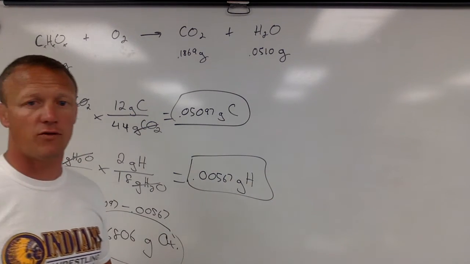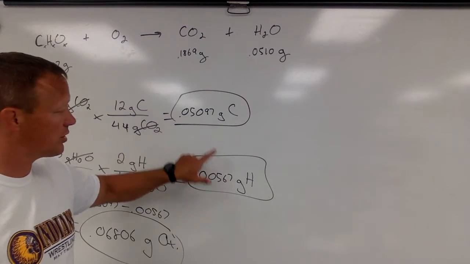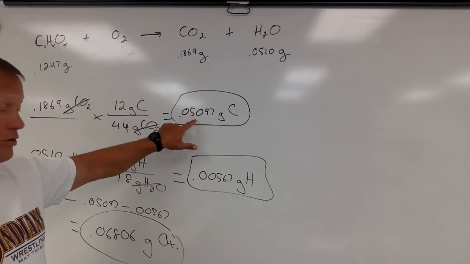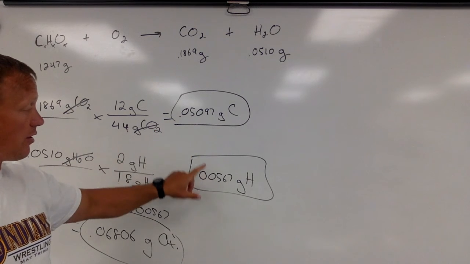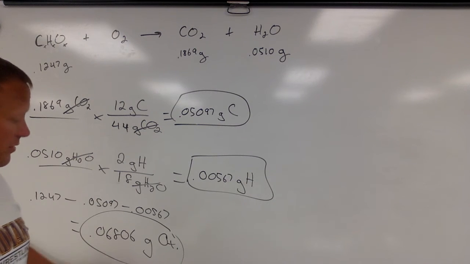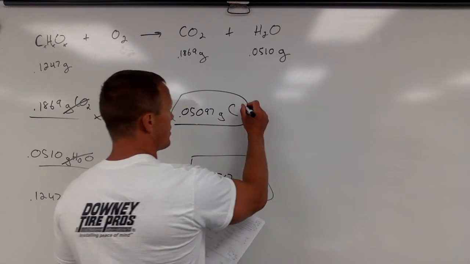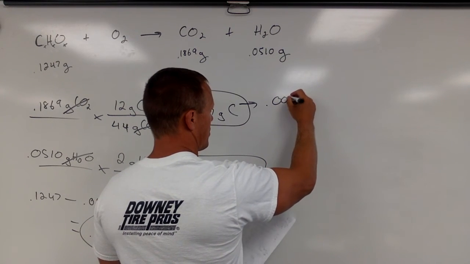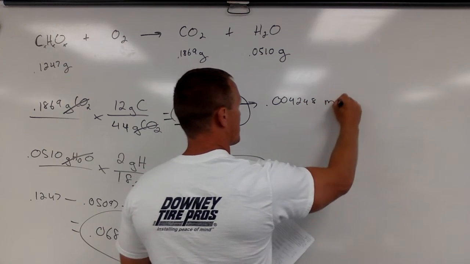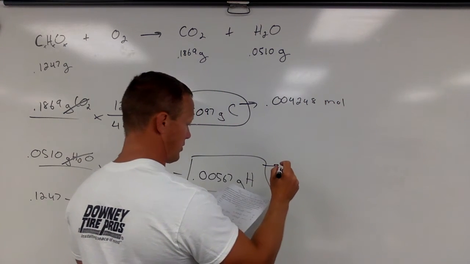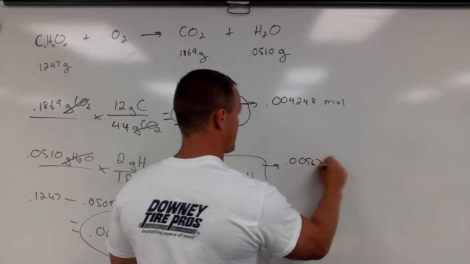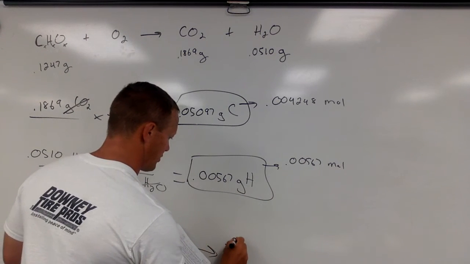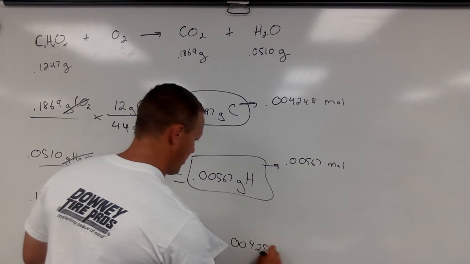So now we've got our carbon, hydrogen, oxygen grams. Now we're back to a normal empirical formula problem. So we're going to turn this into moles, turn that into moles, turn that into moles, and then we'll get our ratio. I'm assuming you guys can turn things into moles right now. I divide this by 12, that by 1 gram per mole, and that by 16. So here are my moles. This becomes 0.004248 moles. This is 0.00567 moles. And our oxygen is 0.004254 moles.